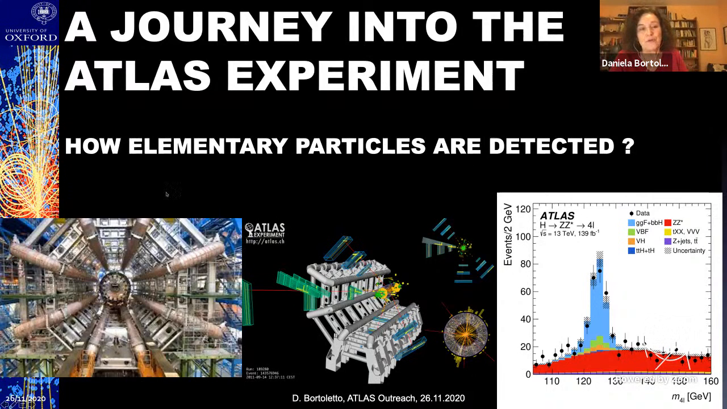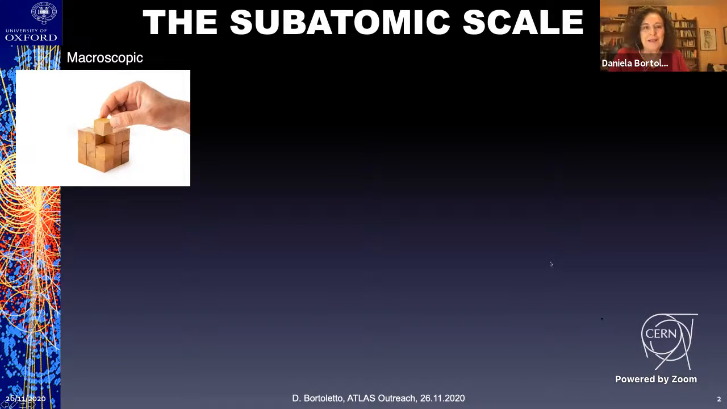So we are going to see how we see particles in this huge detector, and how we can use this huge detector in order to discover a new particle like the Higgs boson. But what is an elementary particle?